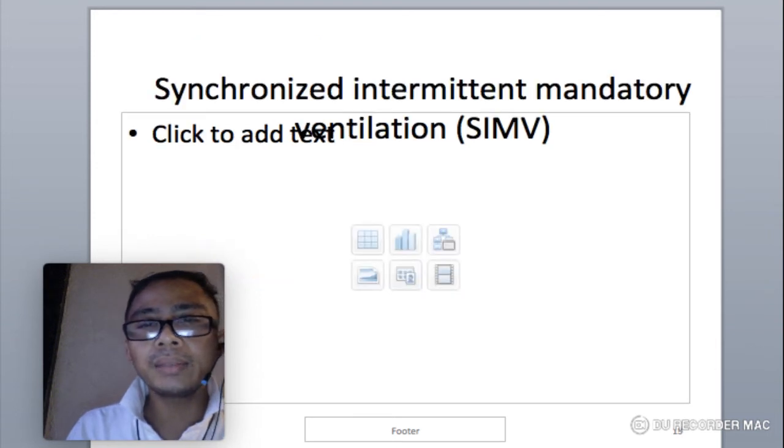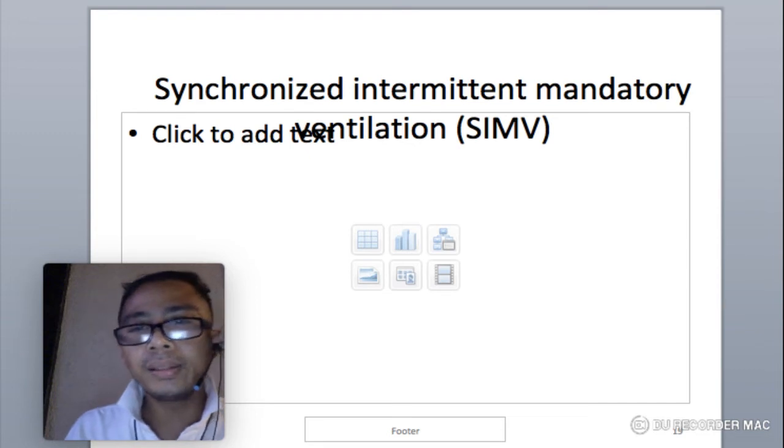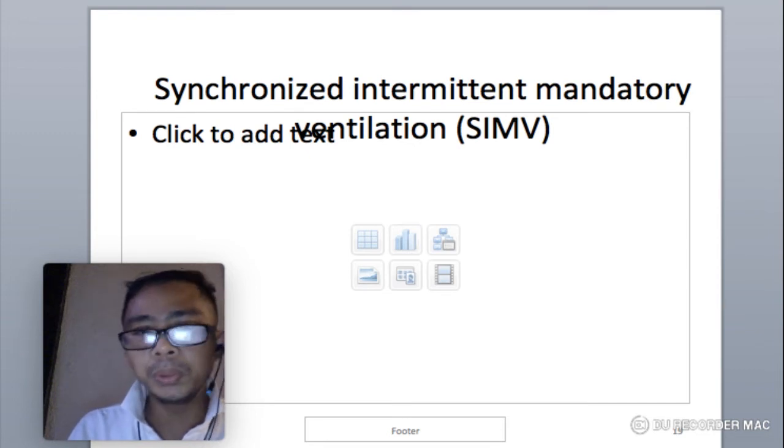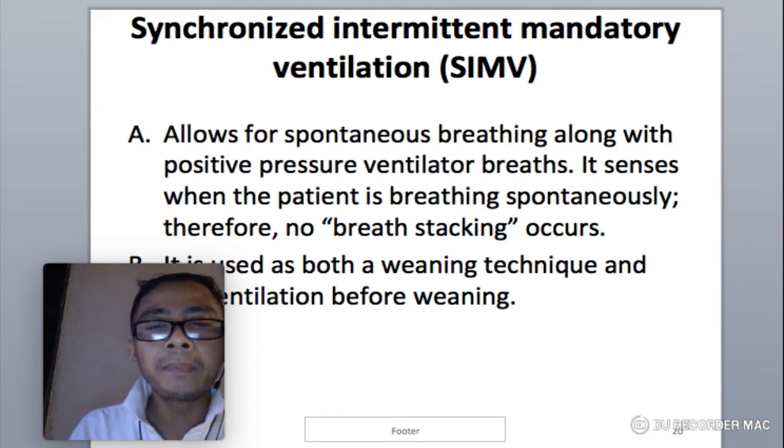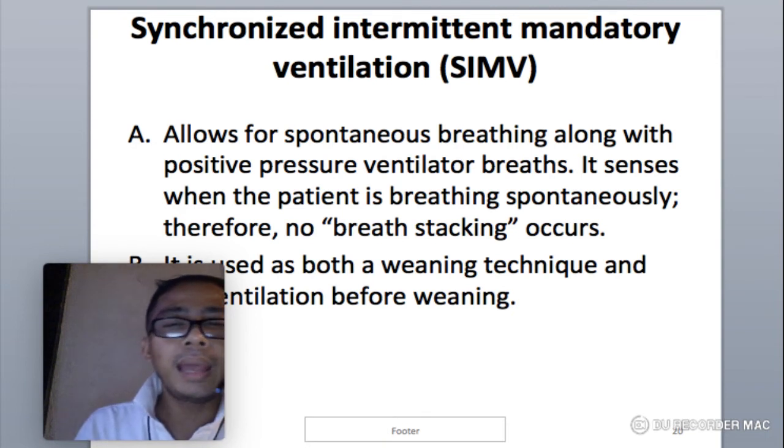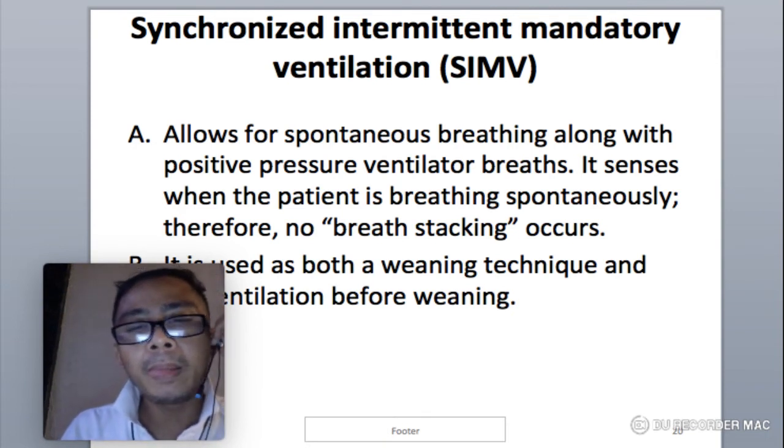So we have the SIMV, or the synchronized intermittent mandatory ventilation. It is another mode. The SIMV allows spontaneous breaths. To shortcut the definition, it is 50-50. So 50% will be spontaneous breaths or patient effort, and the other 50% will be ventilator initiated. So this is the 50-50 when we say SIMV.